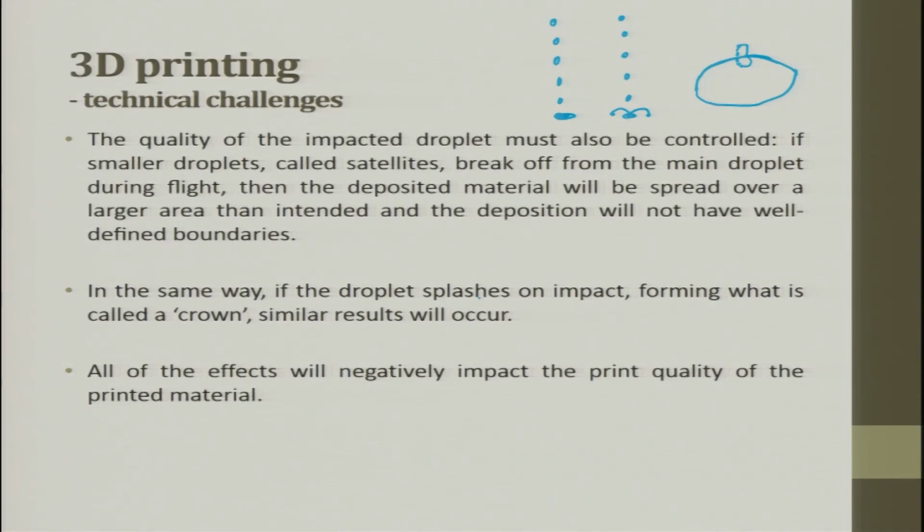In the same way, if the droplet splashes on impact, forming what is called the crown, similar results will occur. All of these effects will negatively impact the printing quality of the printed material. These three challenges put a major restriction on using this technique for printing features of very small size and very high resolution. So, there is a lot of work going on to play with the viscosity of the binder and then the droplet formation, dispersion and all those things.